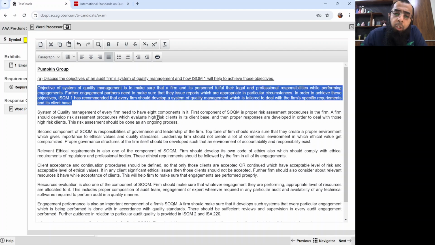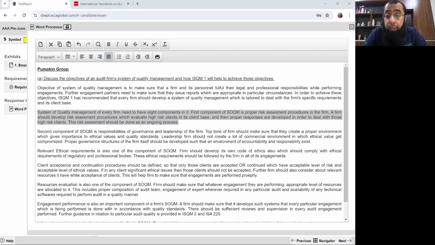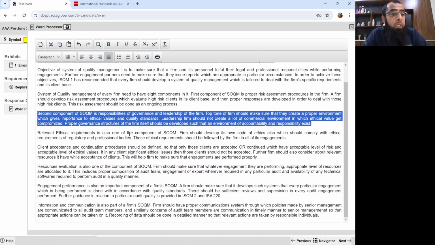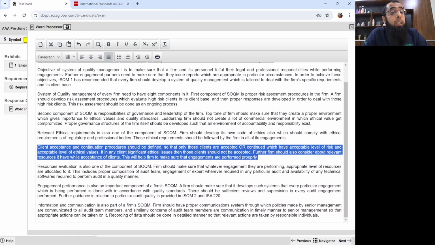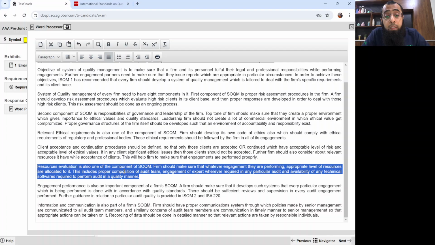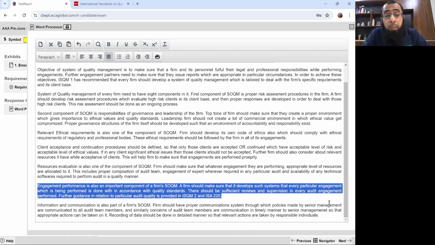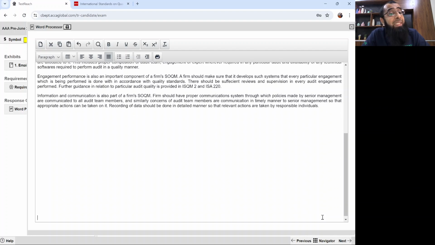Okay, first the objectives, first component was risk assessment, that proper risk assessment should be done throughout all of the clients and make sure that high risk clients are addressed properly. Then the governance and leadership is responsible to make sure that a proper environment of ethical values and quality standard is developed. Relevant ethical requirements are considered, client acceptance factors are considered, resources are available to perform the engagement, engagements are performed in a proper manner, and the firm should have proper information and communication systems.